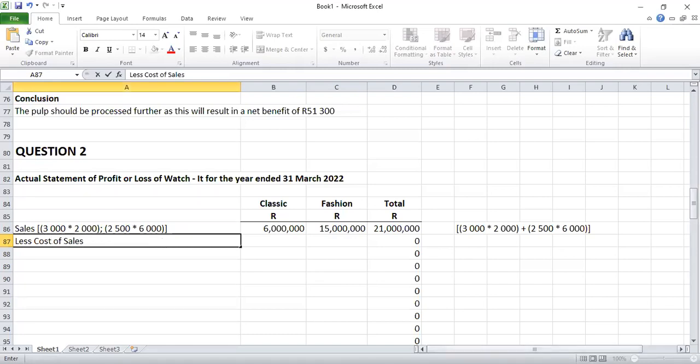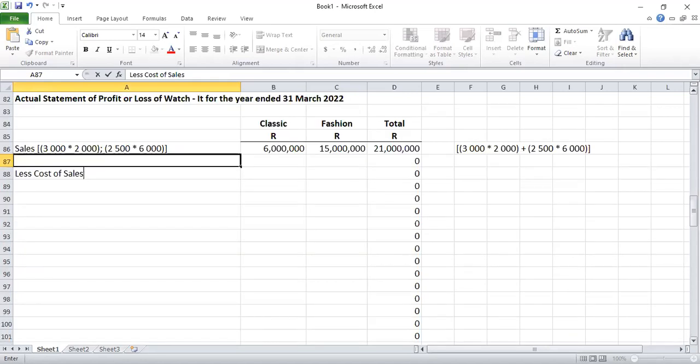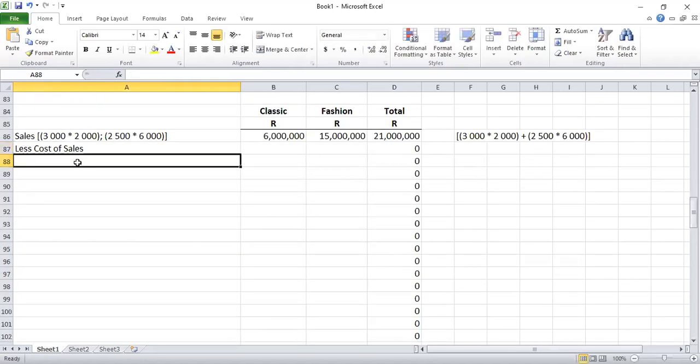Right, remember that if we're using absorption costing, we'll be subtracting the cost of sales. But if we're using variable costing, we'll be subtracting the variable cost of sales, not the cost of sales. Right, we have opening inventory. You should be very careful there.